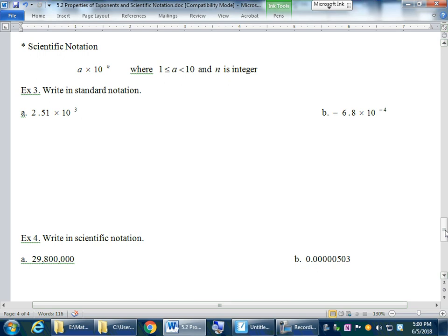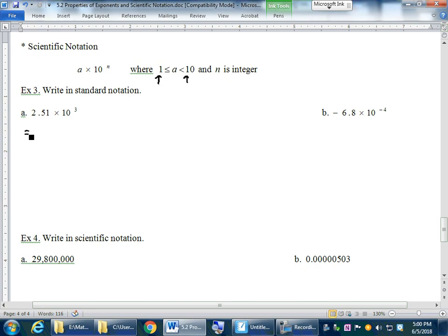And where a is between 1 and 10, meaning it must be greater than or equal to 1 and less than 10. n is an integer. So let's write the standard notation. Let me write it down step by step, and I'm going to talk about shortcuts so that you can use the shortcut next time.